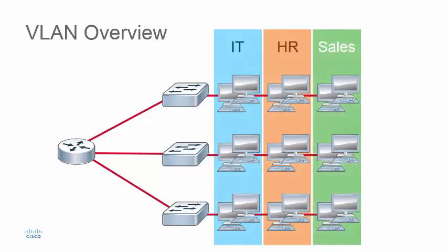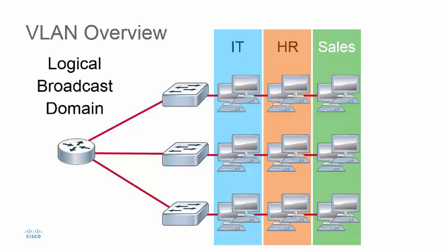Basically, a VLAN has the same attributes of a physical LAN. Well, with an important exception. It actually lets you group end stations even when they are not physically located on the same LAN segment. In other words, it's a logical broadcast domain that can span multiple physical LAN segments.